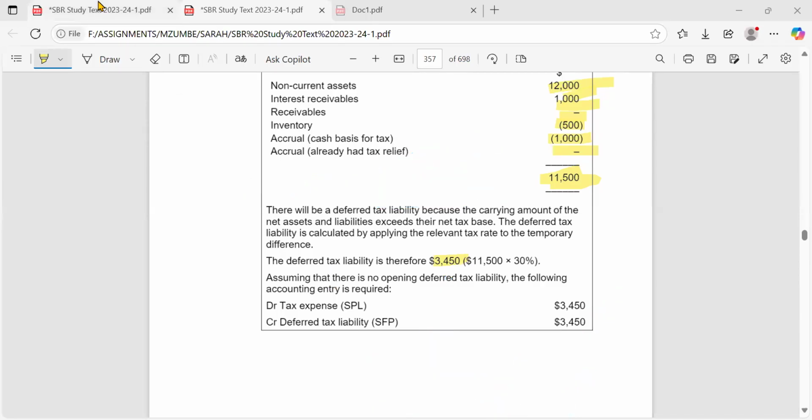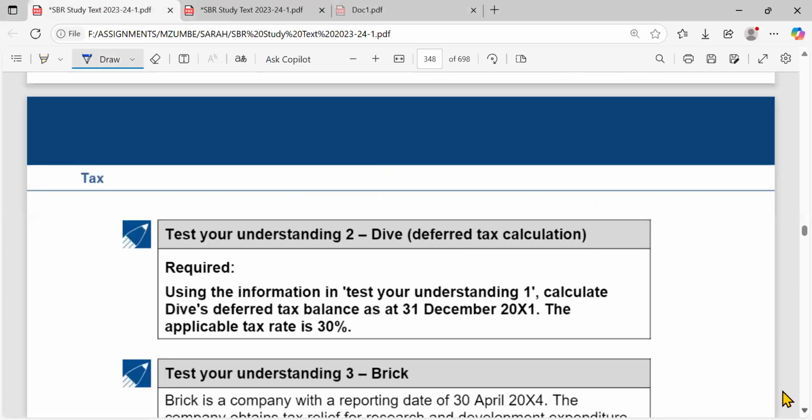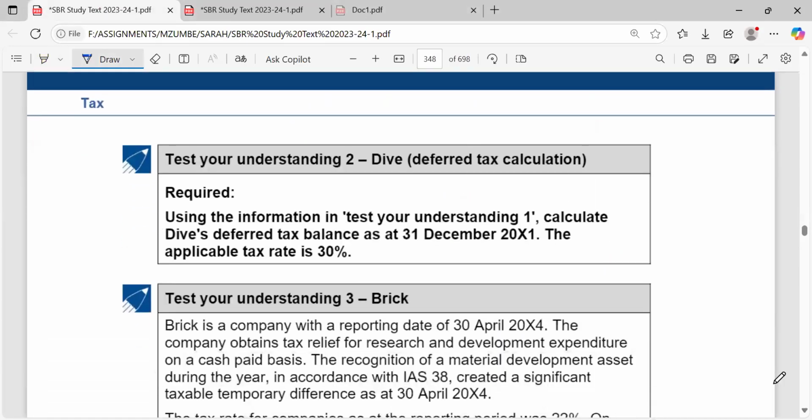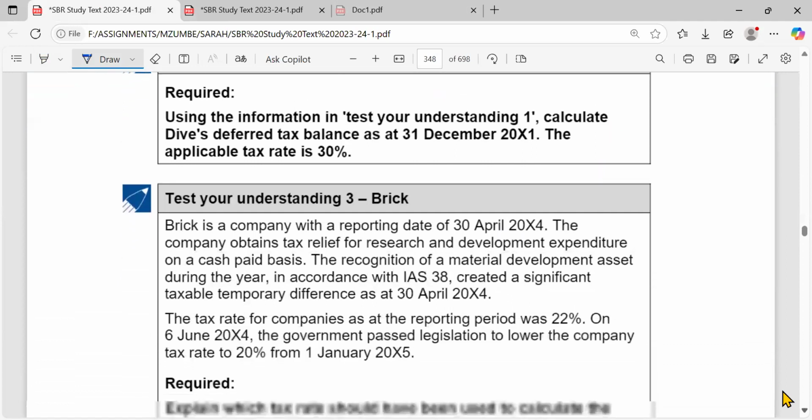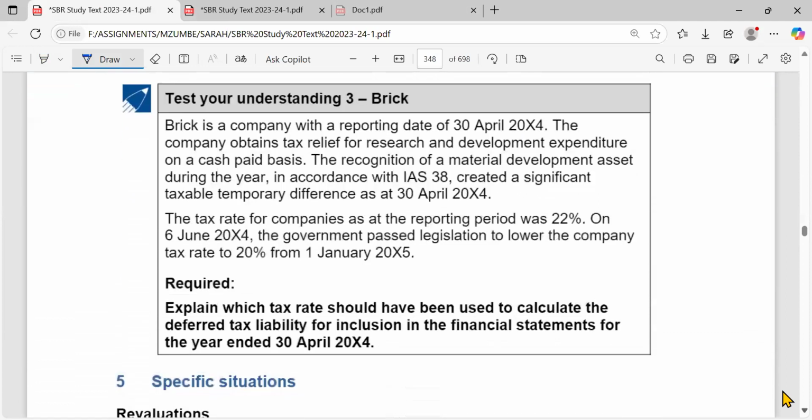Okay, now let's go back here. Test understanding number 3. Let's read it and then we go to specific situations. Okay, test understanding number 3.